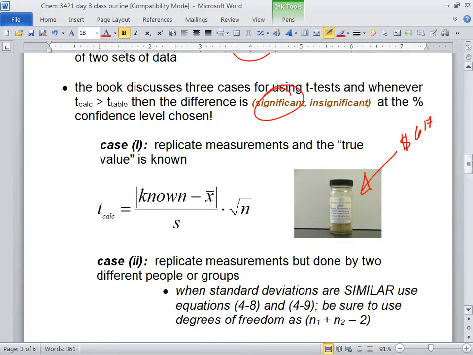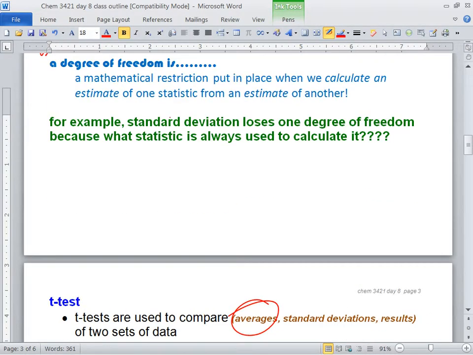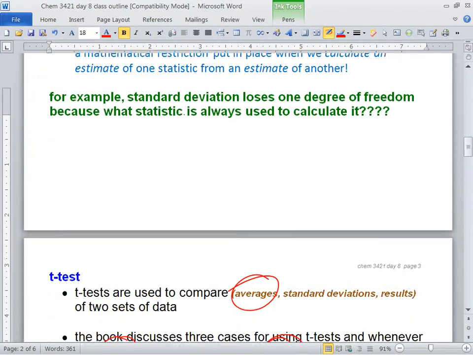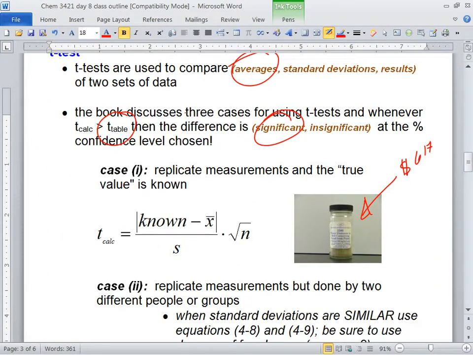Anyway, if you're going to do this, or if that student did that, they had to look up a T-table number. What do they use for their degrees of freedom? What would you guess? You see an S in here. So probably just N. Why would it be N minus 1? N minus 1, because it's the same.